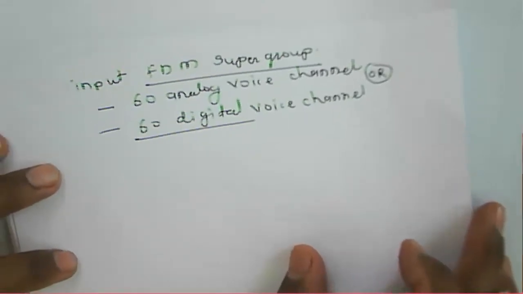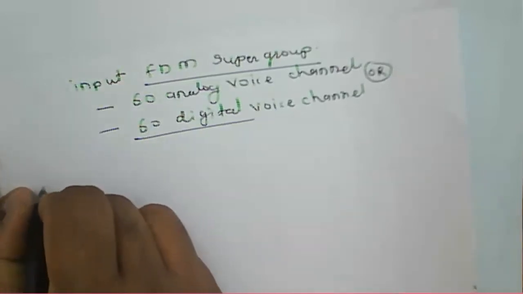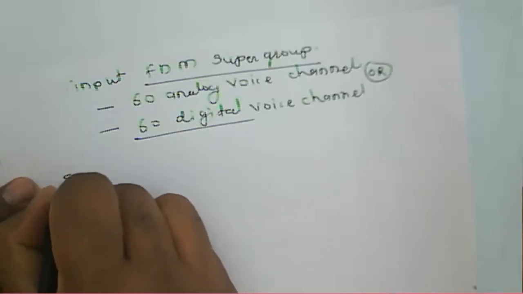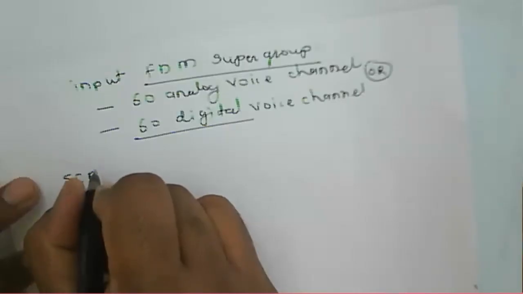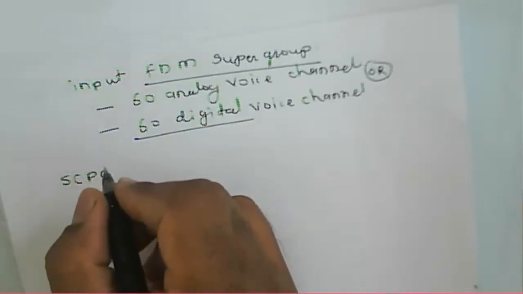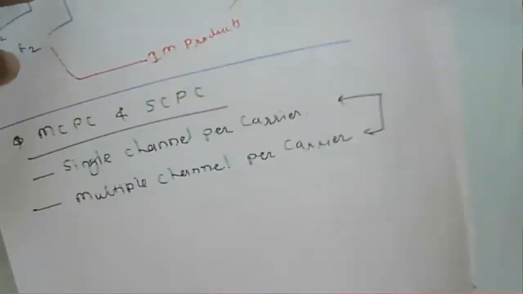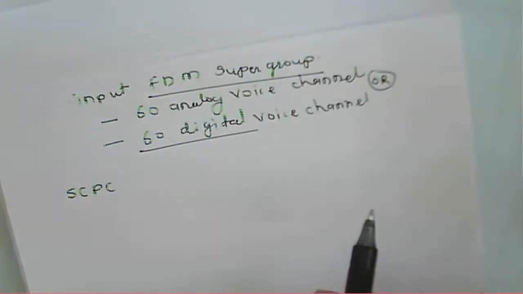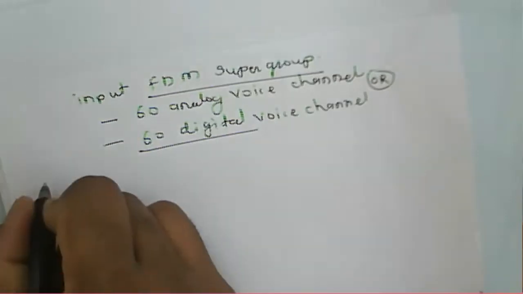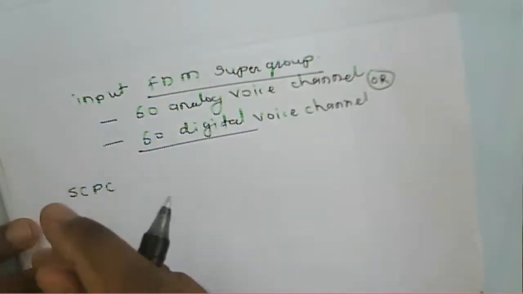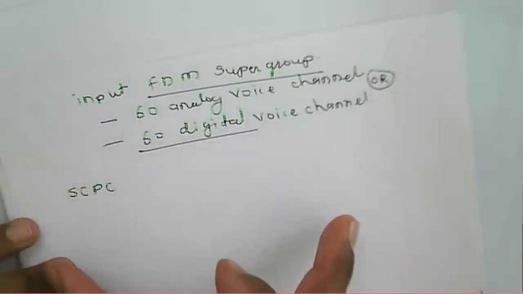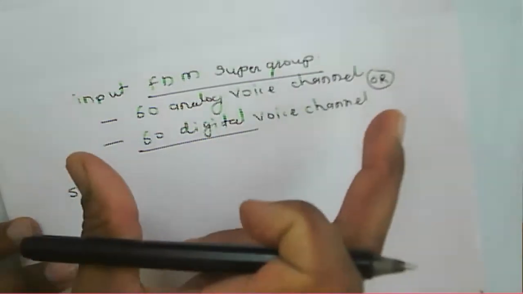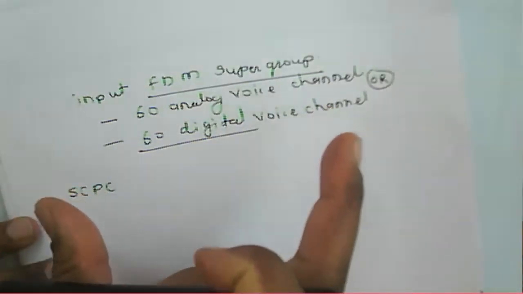So that's why, instead of using an MCPC FDMA system, we can use a single channel per carrier SCPC FDMA system. Okay, there are two types, MCPC and SCPC. We can use a single channel per carrier FDMA system, because in an earth station, if the traffic is low, then that spectrum is wasted.